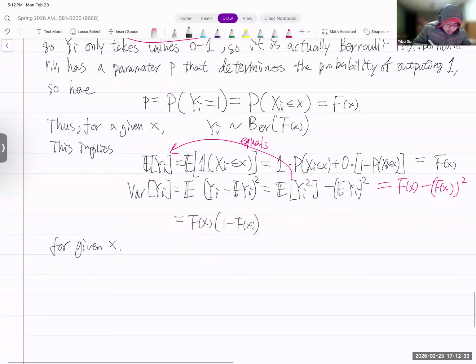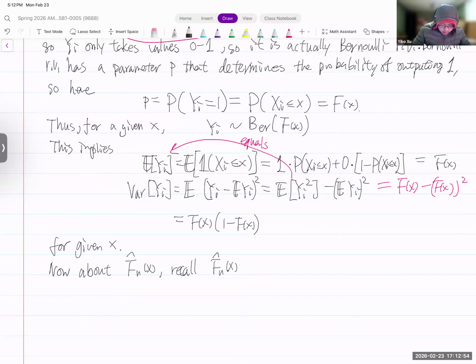And now about the empirical distribution function. Recall that F_n hat equals the average of all these indicators.